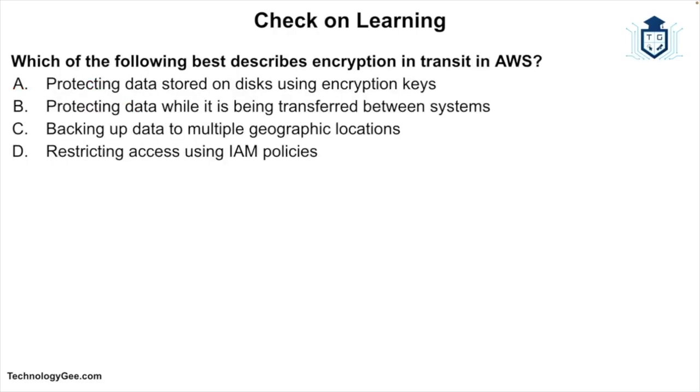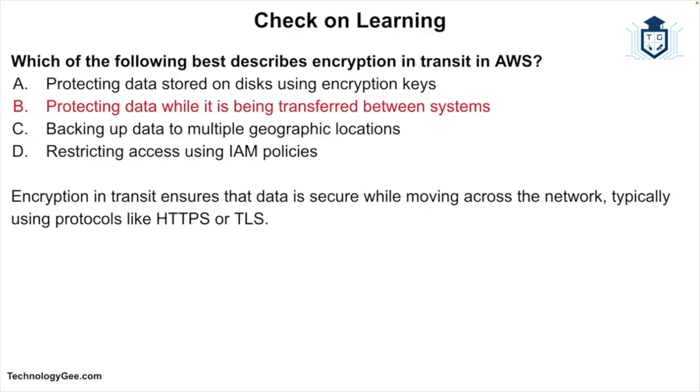Next question, which of the following best describes encryption in transit in AWS? Is it protecting data stored on disk using encryption keys? Is it protecting data while it is being transferred between systems? Is it backing up data to multiple geographic locations? Or is it restricting access using IAM policies?